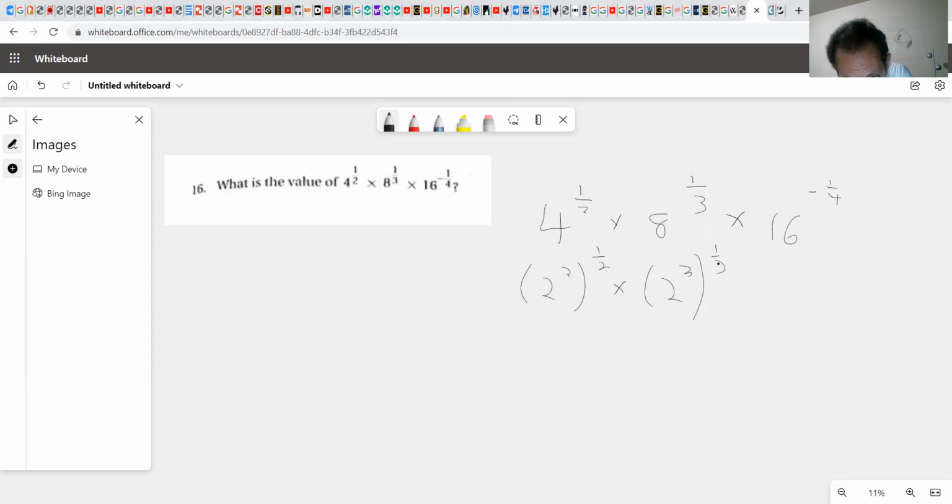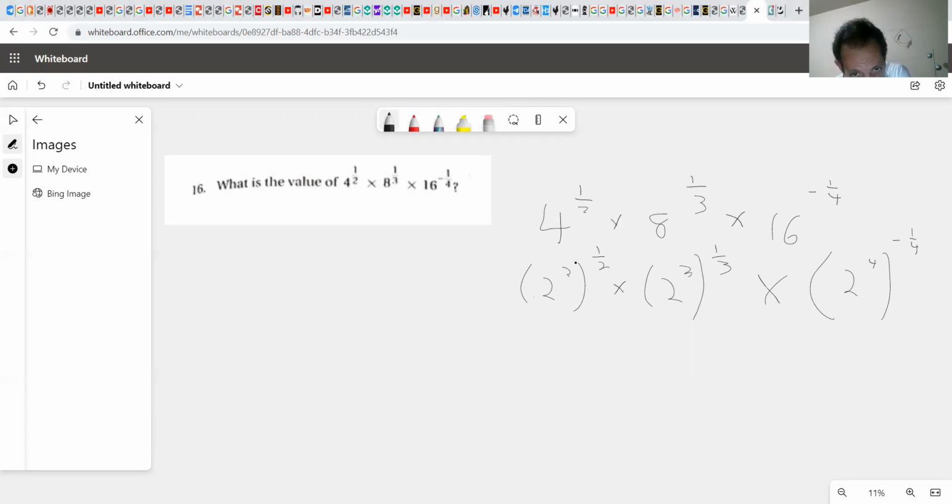Let me just make that more clear. Raised to the 1/3. And then this times, instead of 16, I'm going to put 2 to the 4th, 2 to the 4th raised to the -1/4.